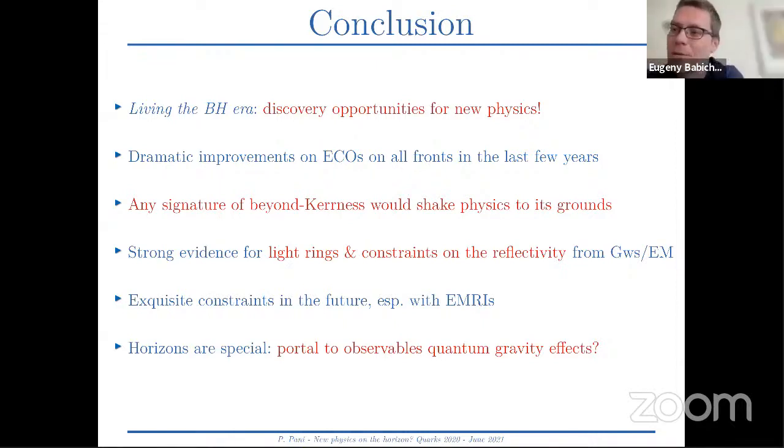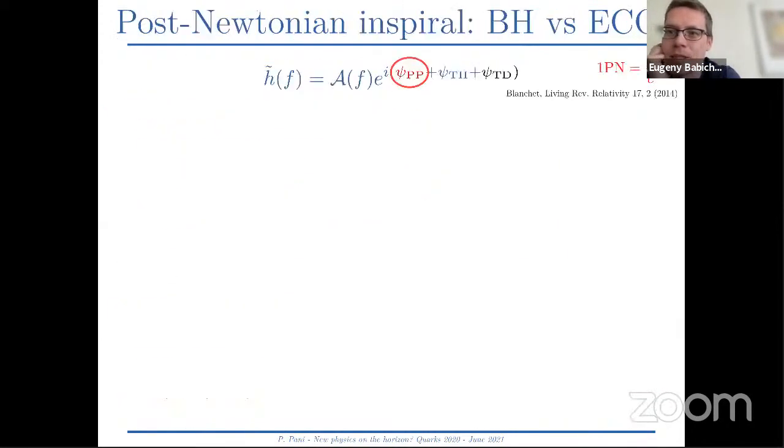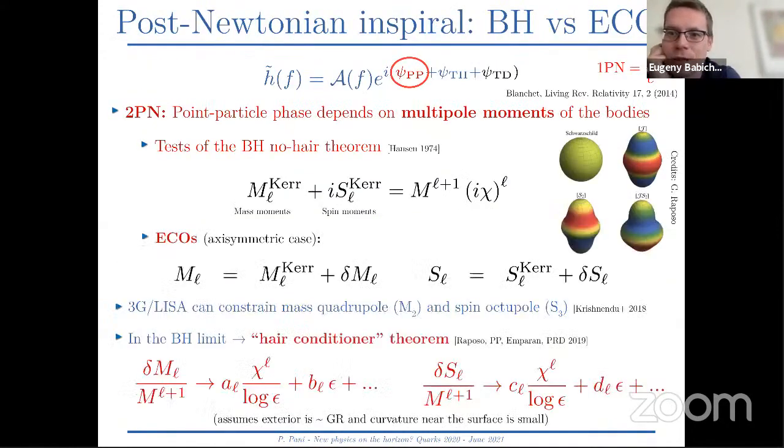So, Paolo, can you go back to the slide where you show the no-hair theorem and multipole moments there? I was wondering about the last part of it, where you say in the black hole limit, there is... Can you explain a bit what is this hair conditioner theorem? And what assumptions are there?